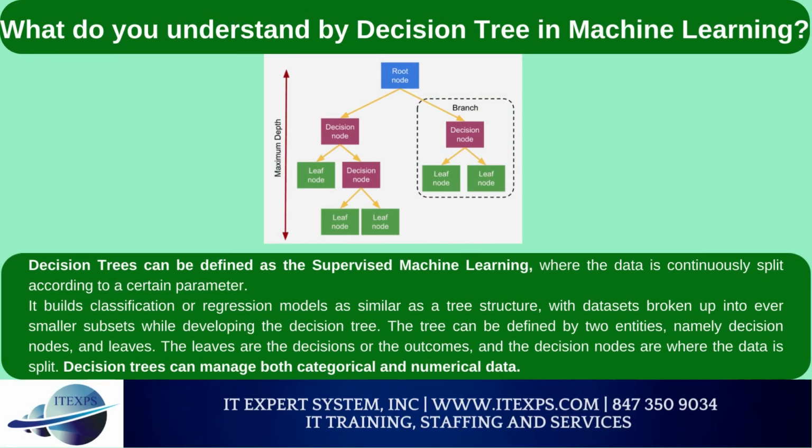What do you understand by decision tree in machine learning? Decision trees can be defined as supervised machine learning, where the data is continuously split according to a certain parameter. It builds classification or regression models in a tree structure, with datasets broken up into ever smaller subsets while developing the decision tree. The tree can be defined by two entities, namely decision nodes and leaves. The leaves are the decisions or the outcomes, and the decision nodes are where the data is split. Decision trees can manage both categorical and numerical data.